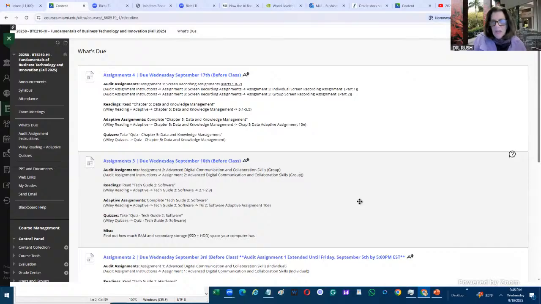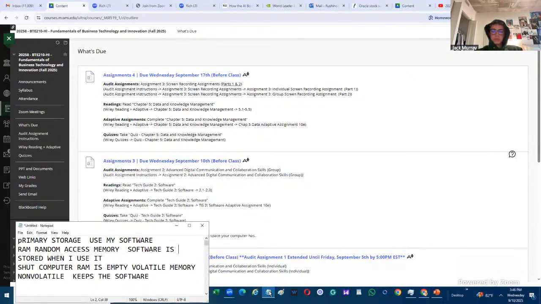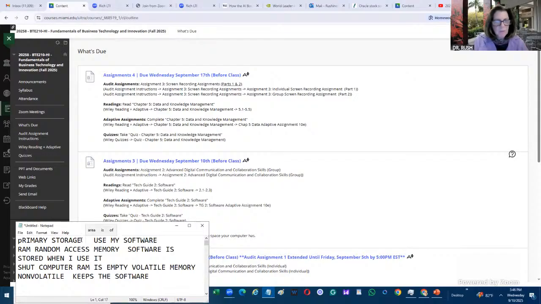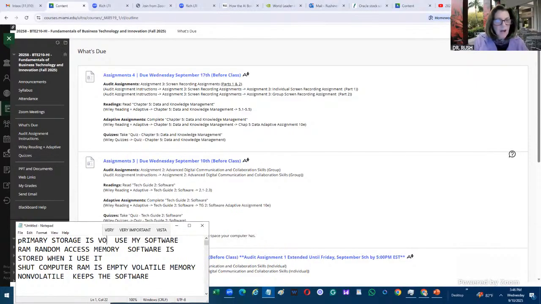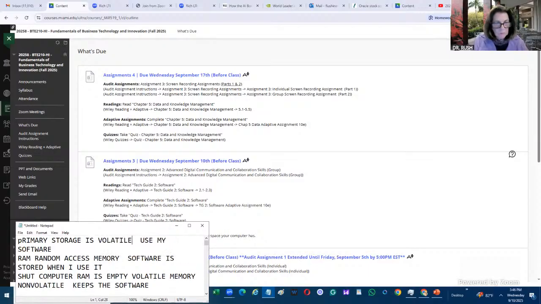What does it mean, Jack Murray, that it's volatile? Sorry, could you repeat the question? Yeah, I'll be happy to. When I say main memory, or I say primary storage, you see my little notes down here below? Yeah. And I say it is volatile. Main primary storage is where it is.